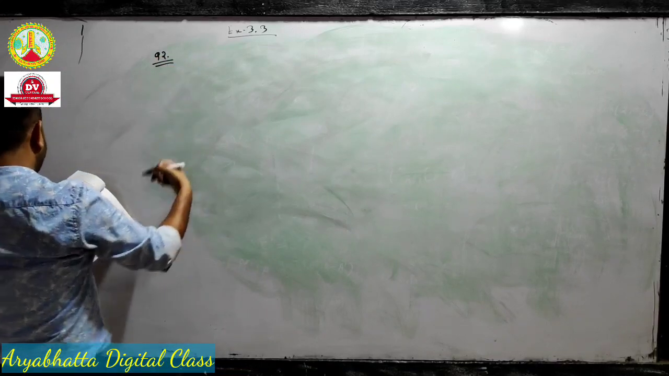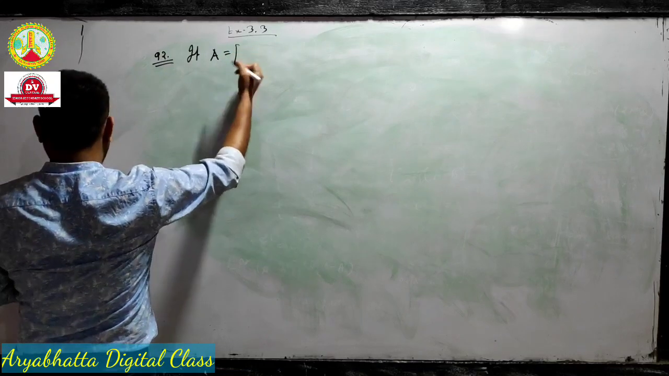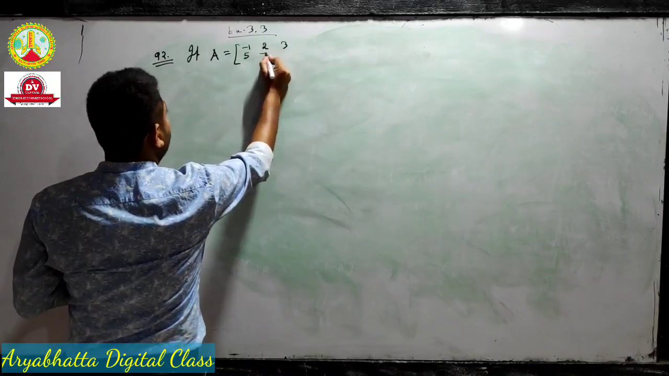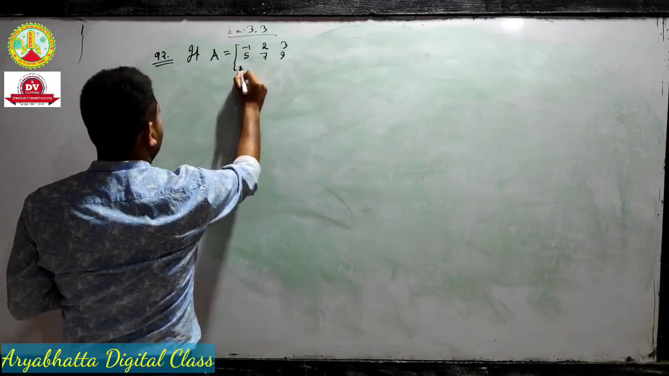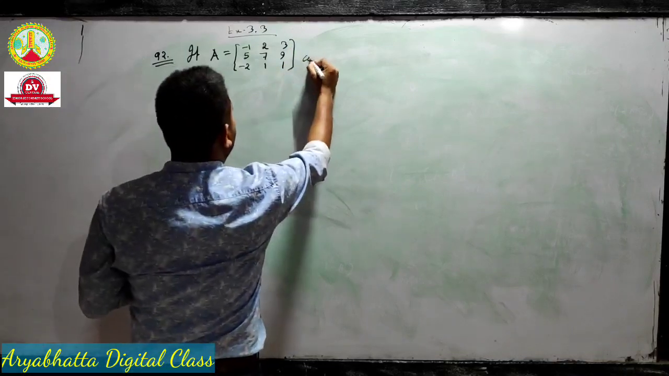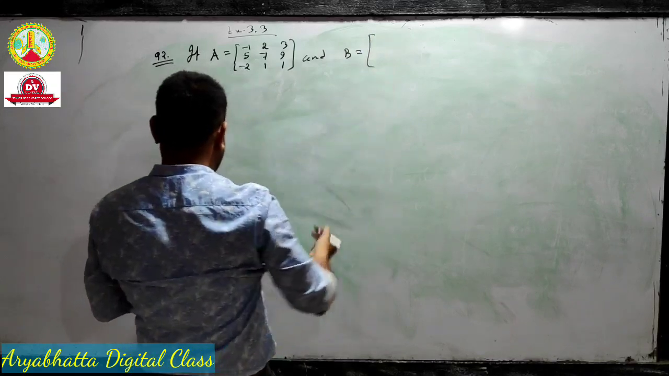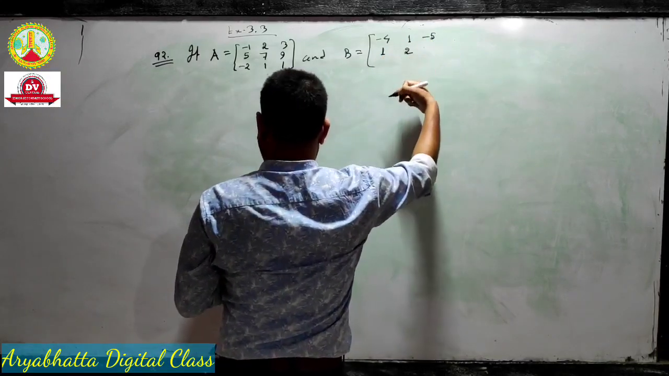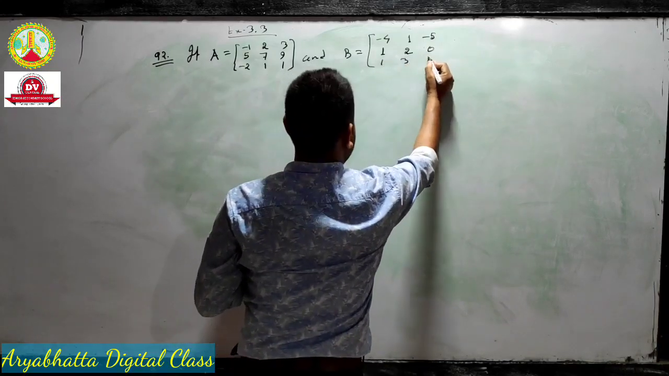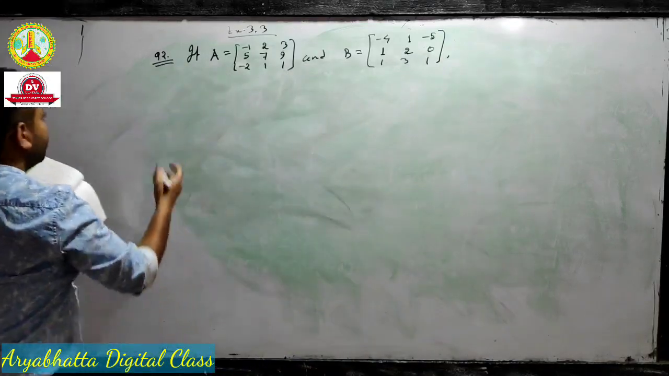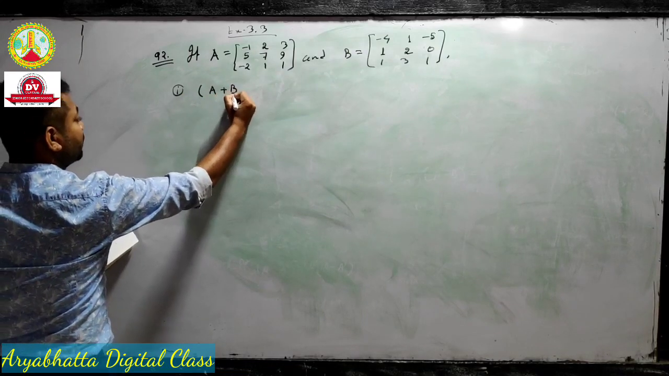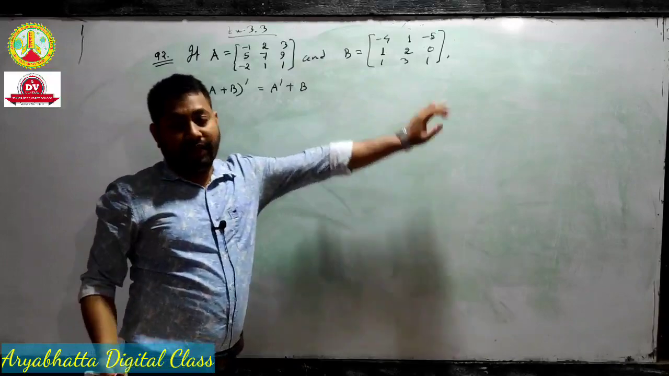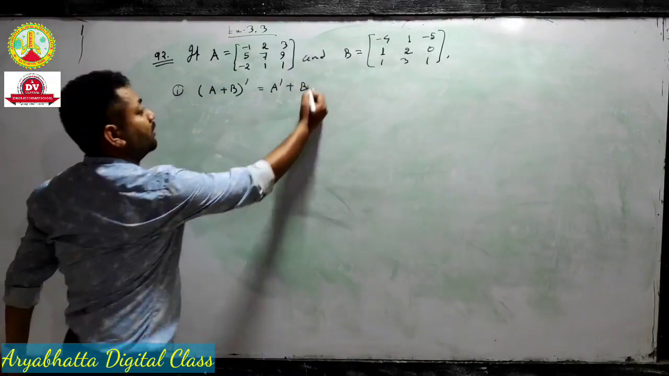Question number 2. If A equal to minus 1 2 3, 5 7 9, minus 2 1 1, and B equal to minus 4 1 minus 5, 1 2 0, 1 3 1. Then verify that A plus B whole dash equal to A dash plus B dash. If A equal to this and B equal to this, then verify A plus B whole dash equal to A dash plus B dash. Solution.